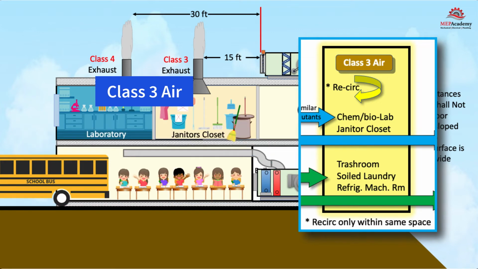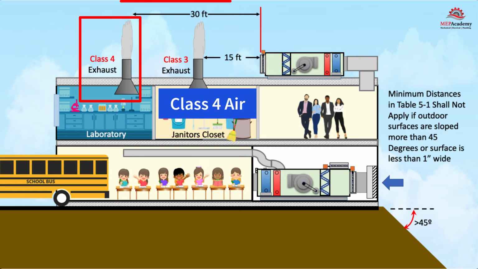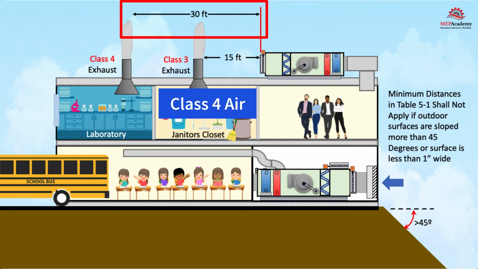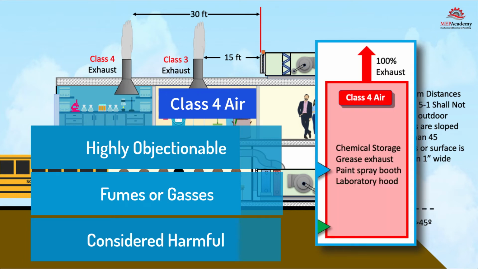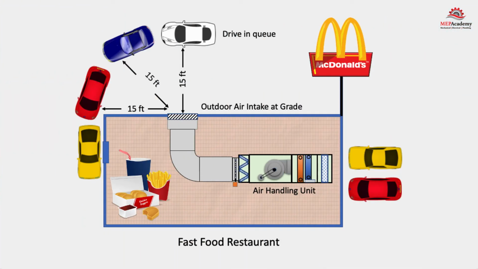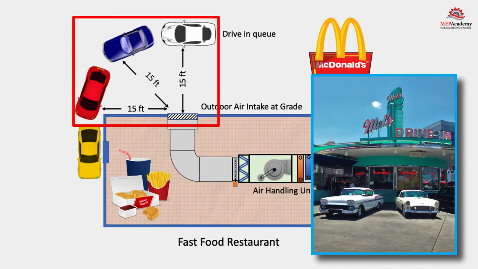There is a lavatory exhaust system in this building which is classified as Class 4 air, which means its minimum distance to intakes is 30 feet, 10 meters. Class 4 air has highly objectionable fumes, gases, or potentially dangerous particles, bioaerosols, or gases at concentrations high enough to be considered harmful. Class 4 air is not suitable for recirculation or transfer within the space or to any other space. There is the requirement to maintain at least a 15-foot, 5-meter distance from a drive-in queue to any outdoor air intake.